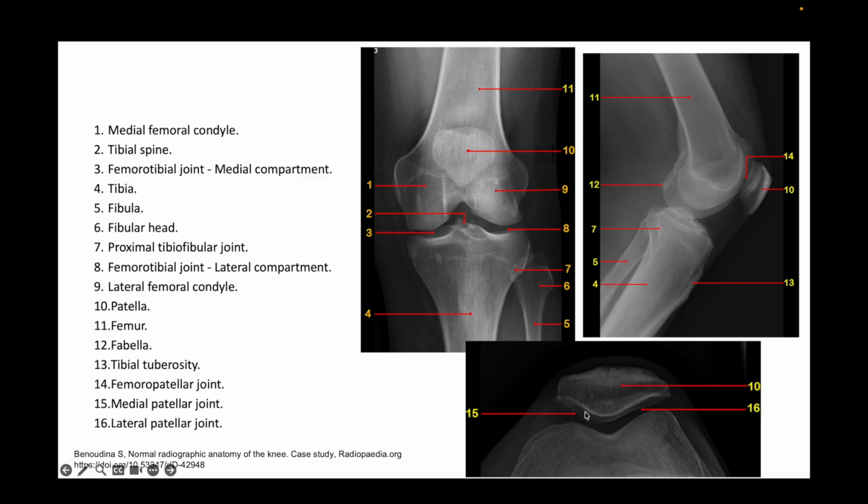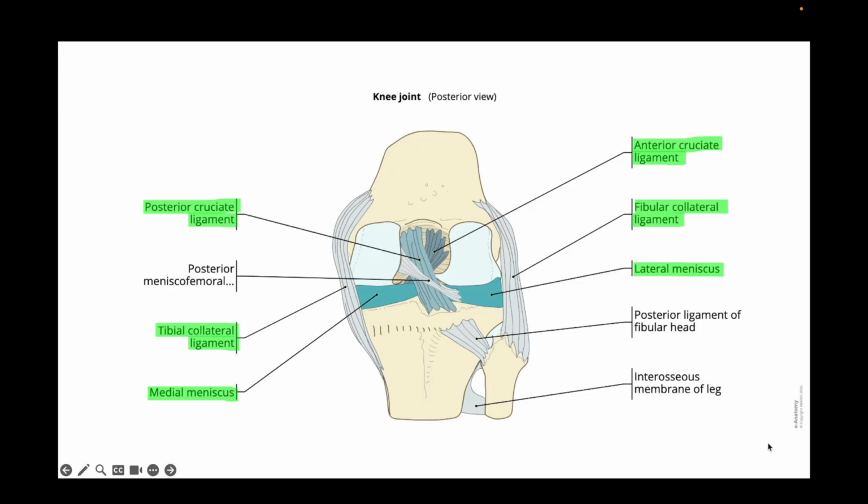There are 2 facets of the patella, the medial and then the lateral facet. So this is the patella, this is the patellofemoral joint. This is your lateral patellofemoral joint, this is your medial patellofemoral joint. Then you've got a few, the knee has got lots and lots of ligaments, but for the part 1 exam, there's only a few that you actually need to know.